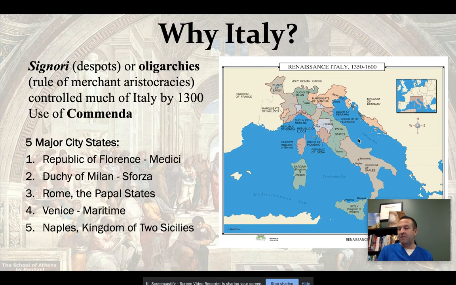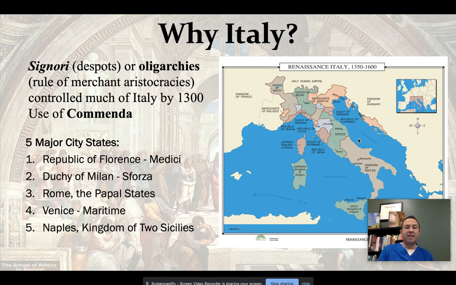And a fun little side fact, it's actually the longest lasting of the Italian city-states. It would not succumb to foreign powers until Napoleon conquers it in the early 1800s. All the rest of them are going to succumb to foreign rule at some point, except for Venice.